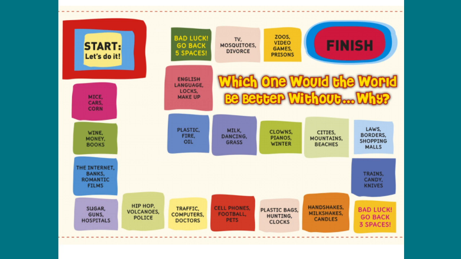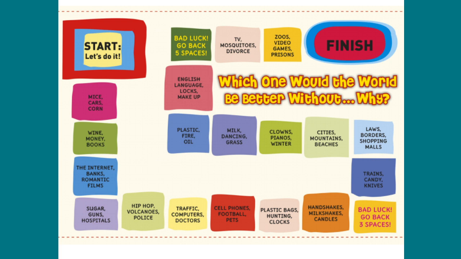So the main way to play it is that, again, you roll the die and then you move along and you want to get to the finish first. This one, you must use sentences and logic in order to win. So, for example, let's look at the second box. The second box is wine, money, books. Which one would the world be better without?